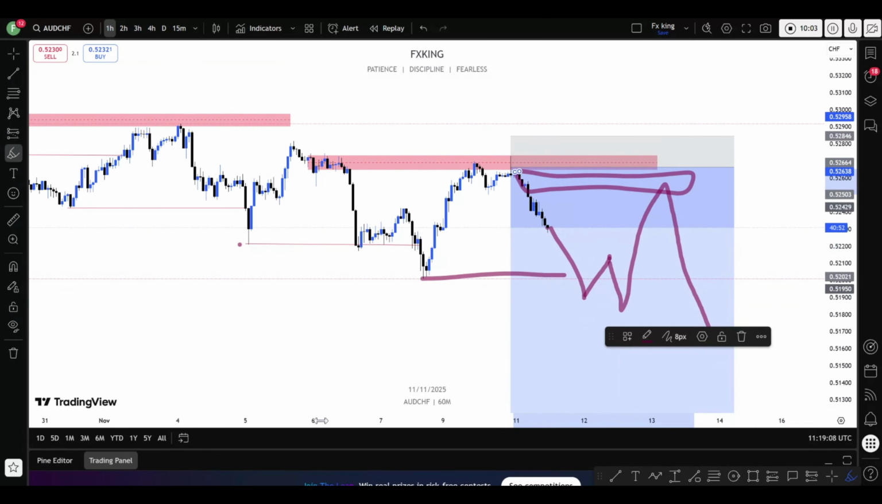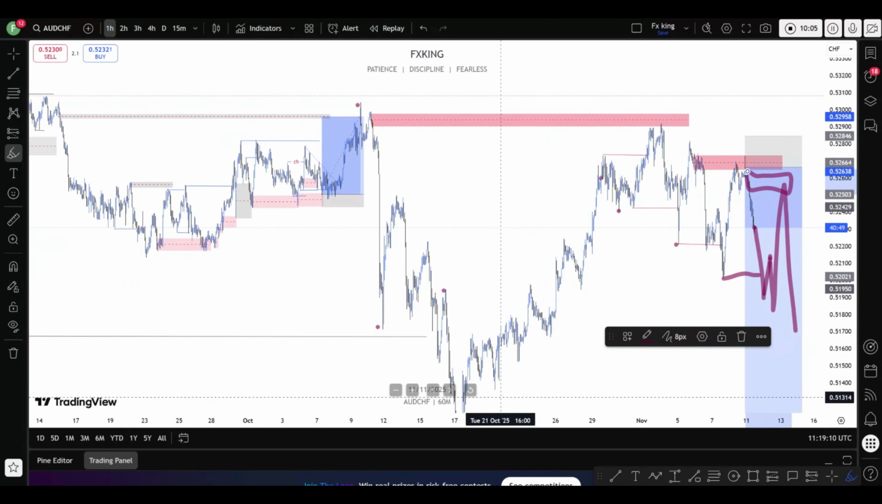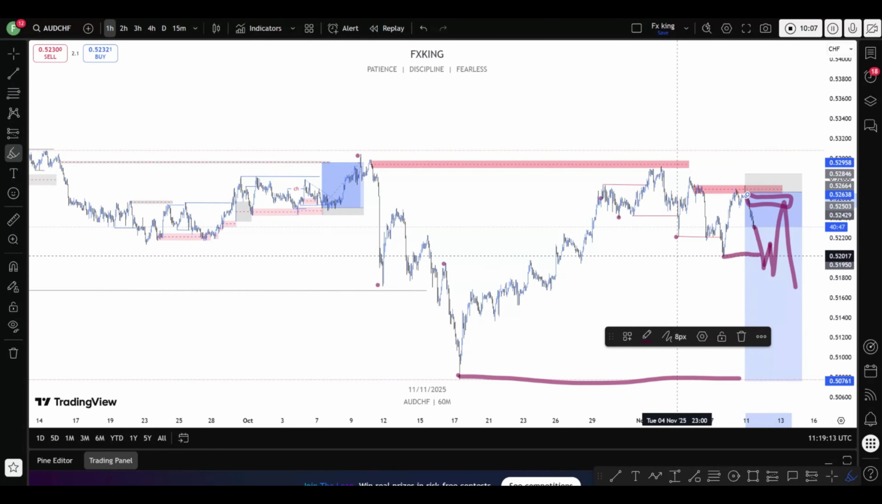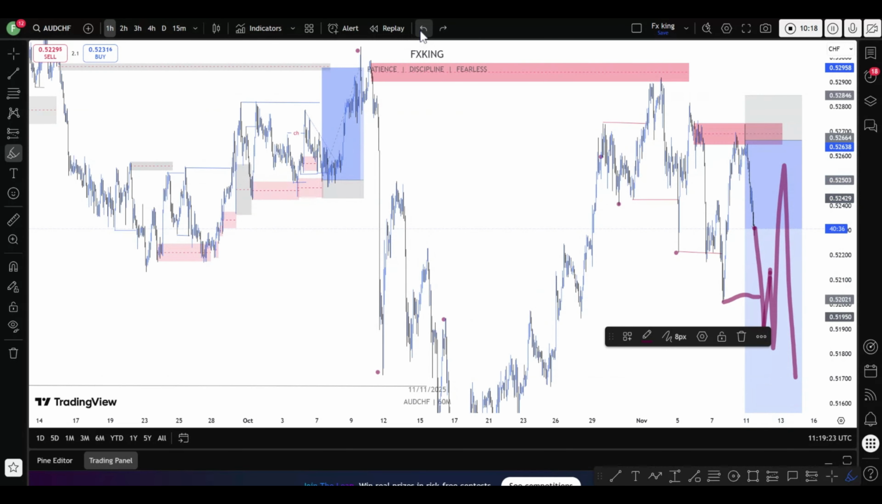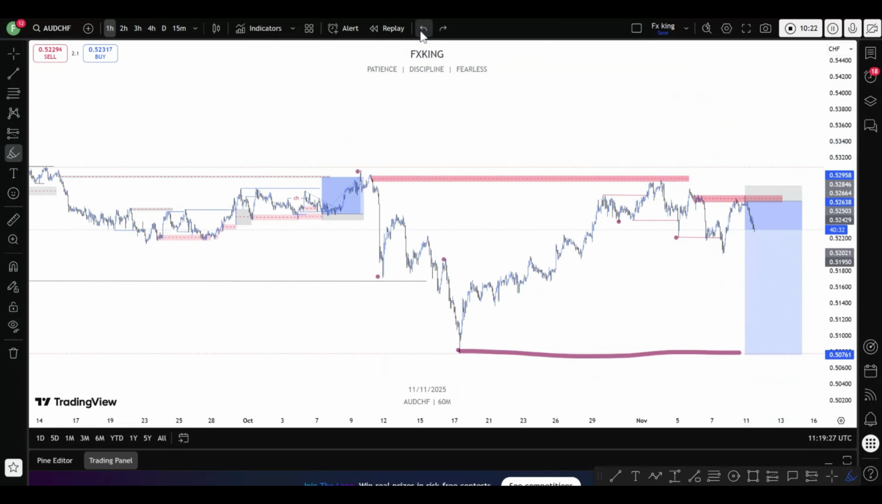So long as the market has not yet taken out our strong low, right? This is valuable so long as this market has not yet taken out this strong low. So that is what we are looking for on these pairs. Now let's go to the next pair which we talked about last week, which will be CAD CHF.